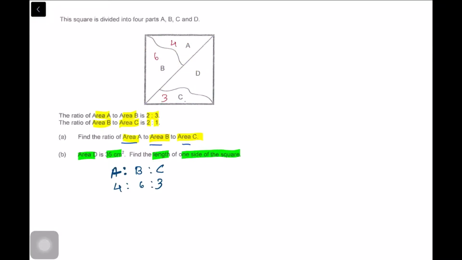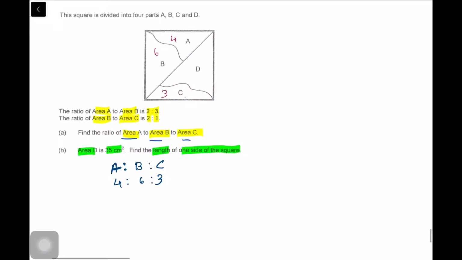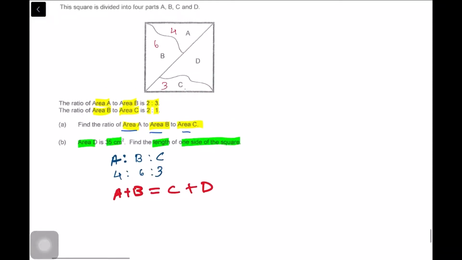If that is the case, then the total sum of areas of A plus B should equal the total sum of areas of C plus D, because this square is divided into two equal halves. The first half is on top, the second half is below. A plus B equals the first half, and C plus D equals the second half, and both halves are equal in area. So now we can substitute the values of A, B and C.